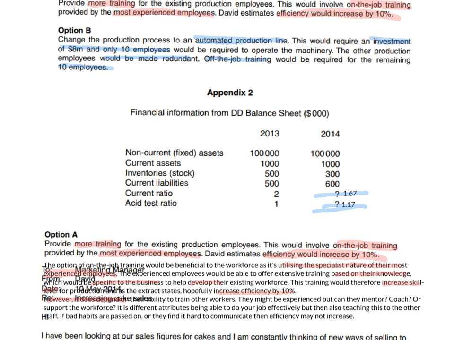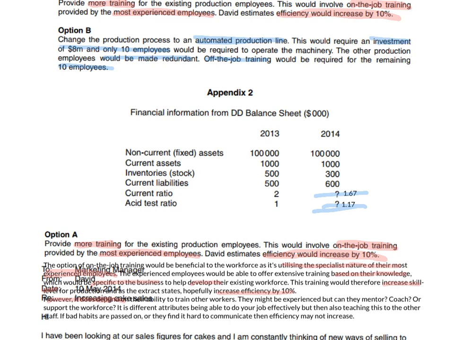It's going to cause redundancies. So again, think about the cost of redundancies. You're going to have to provide redundancy packages to the workforce. Off-the-job training, so being maybe sent out to specialists, again can be expensive to do. So option B is incredibly expensive, and that could be one of the biggest disadvantages.